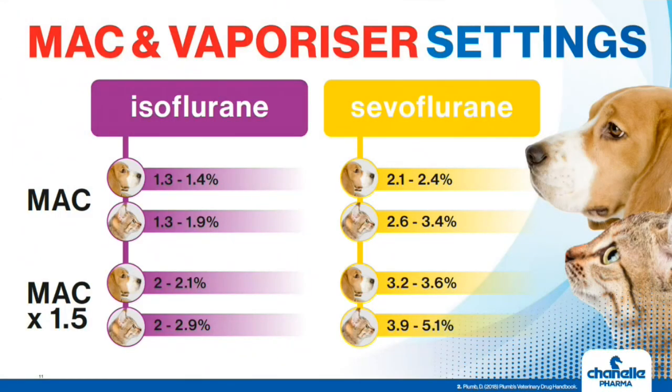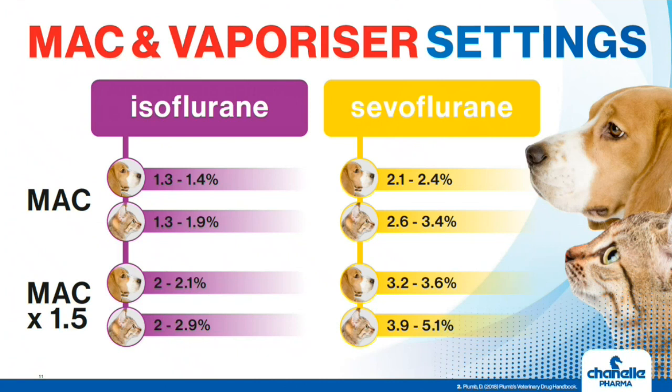So let's bring these pieces of information together and think about MAC and the vaporizer settings. So remember, we have MAC times 1.5 that is going to give us the adequate depth of anaesthesia for the vast majority of patients undergoing surgery. So if we look at the lower part of the table here, we can see MAC times 1.5 isoflurane, for dogs is 2 to 2.1%, and for cats 2 to 2.9%, and sevoflurane 3.2 to 3.6% for dogs, and 3.9 to 5.1% for cats. And again, we can see that the vaporizer settings are going to be higher with sevoflurane when compared to isoflurane.